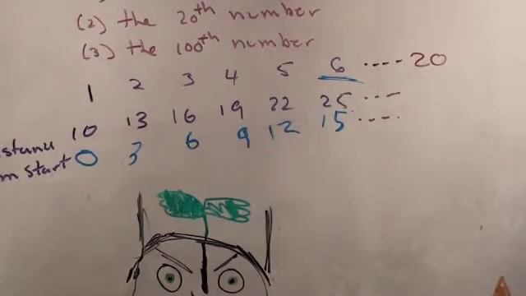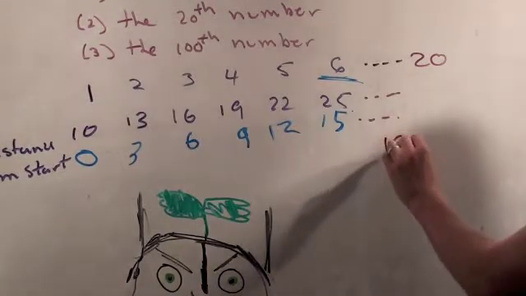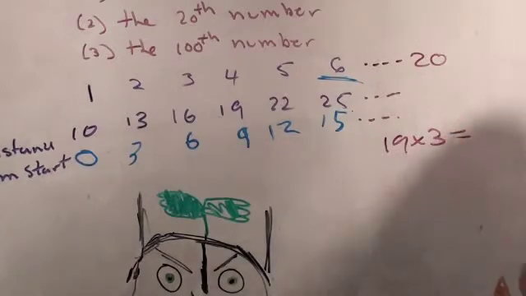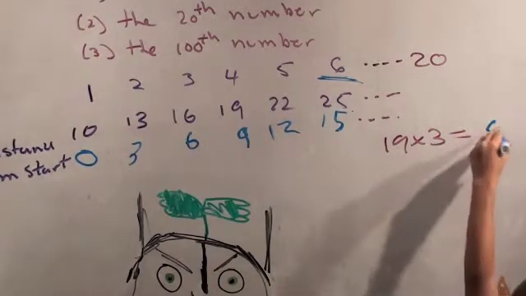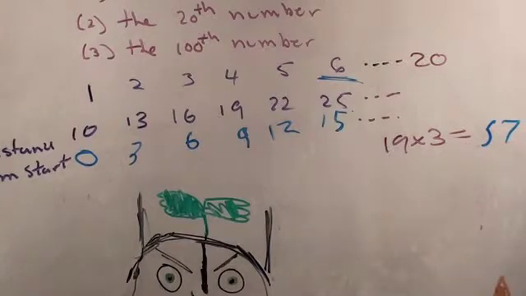And how did you figure out how to get to 57? Well, I knew that 3 times 9 was 27, and 3 times 10 was 30. So you had to figure out 19 times 3. Yeah. And what does 19 times 3 equal? 57. Please write your 5 properly.